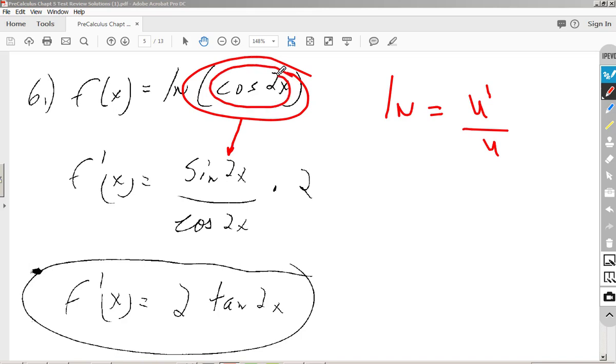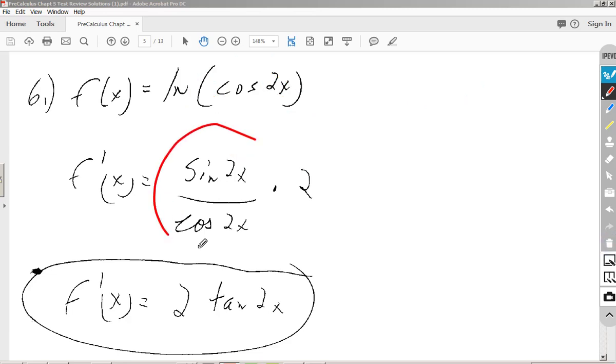So I take the derivative of the outer, which is the sine of 2x, times the derivative of the inside, which is 2. Now I'm going to leave u the same, so that becomes all over cosine of 2x. So the sine of 2x divided by the cosine of 2x gives me the tangent of 2x. And I still have my 2, my constant out front. So my derivative is f prime of x equals 2 tangent of 2x.